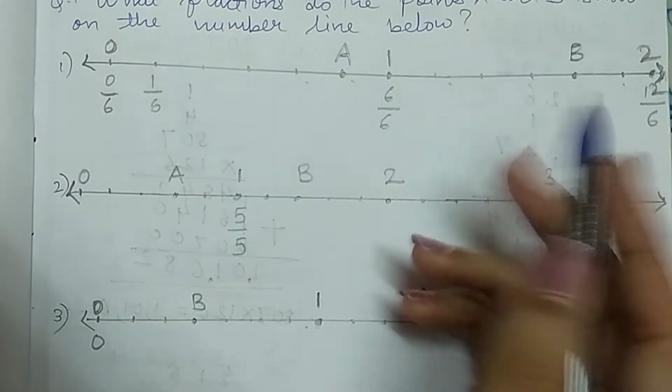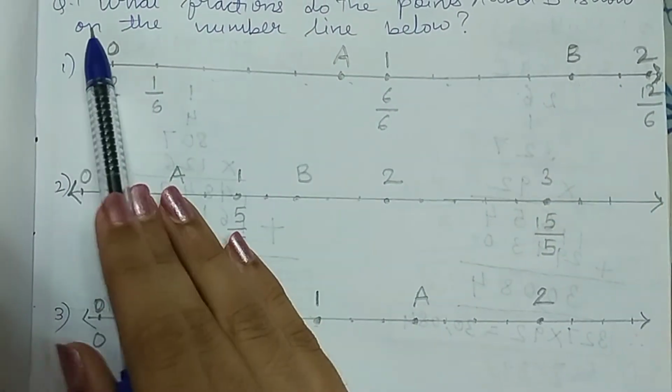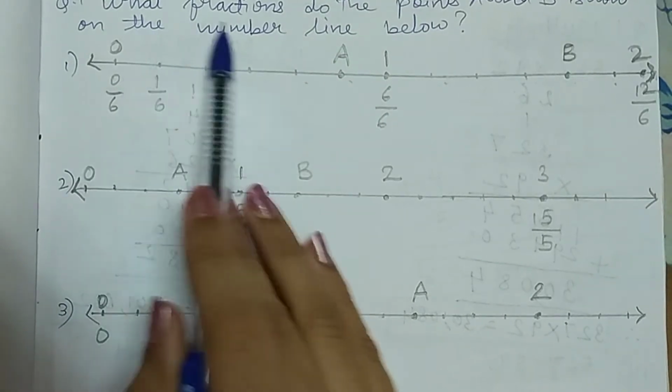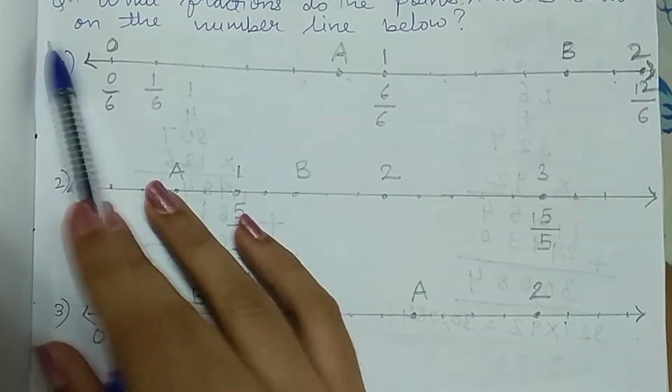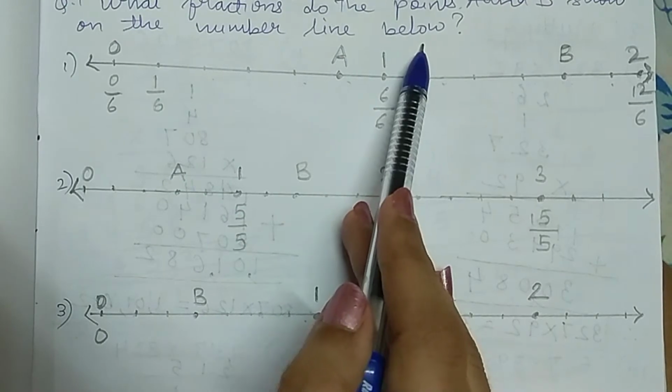Practice set 11, very easy practice set. Question number 1 says, what fraction do the points A and B show on the number line below?